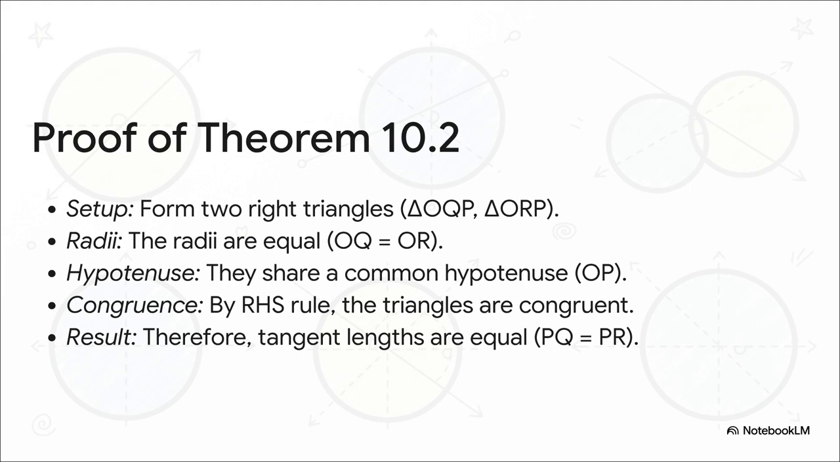If you connect the center of the circle to your external point and then to the 2 points of contact, what you've done is create 2 right-angled triangles. Now, these triangles share a side, the hypotenuse, and their other sides are both radii, which means they're the same length. So the 2 triangles are perfect mirror images of each other. And if the triangles are identical, it means their final sides, the tangent segments, must also be equal in length.